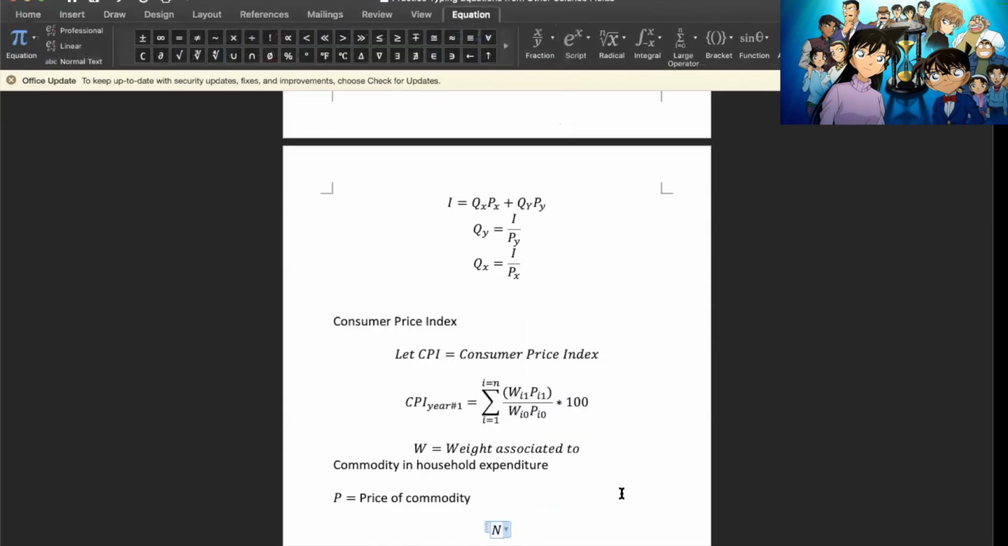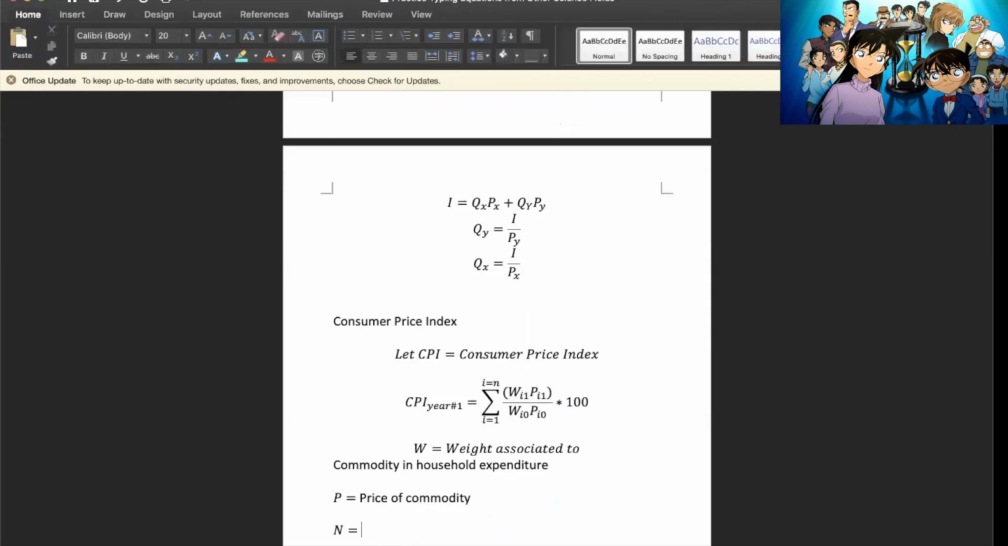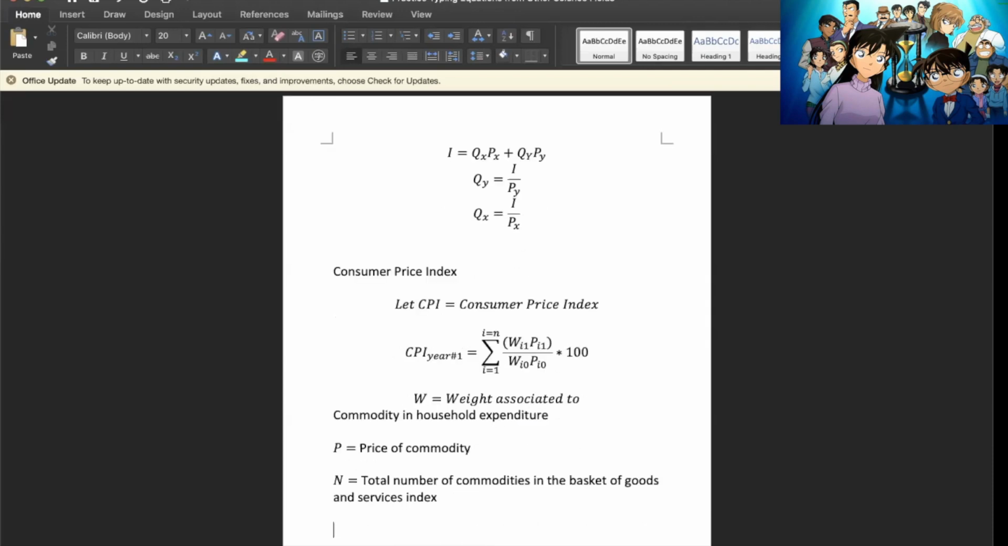Then you will have N equals total number of commodities in the basket of goods and services index. Whatever those mean. I have no idea what those mean at all. I'm not an economist.